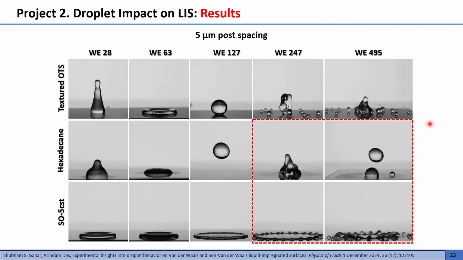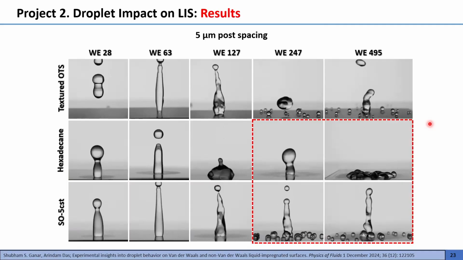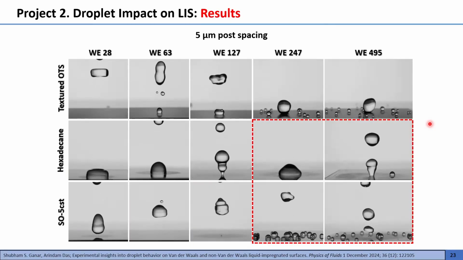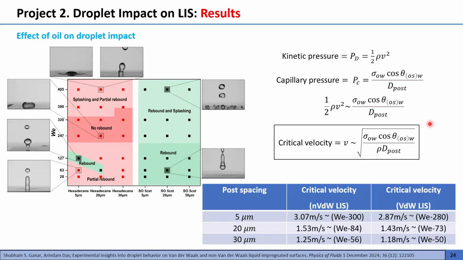Similarly, we did the droplet impact experiments on 20 and 30 micron post spacing. Due to the time constraint, I'm not explaining this here. So, the effect of the droplet oil on the droplet impact: on the right-hand side, you can see the regime map for the different transitions from partial rebound to rebound, then no rebound to partial rebound in the hexadecane region. As for the silicone oil, there will always be rebound.